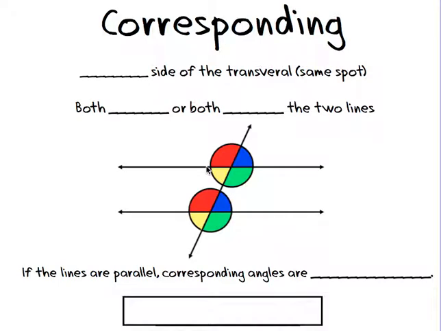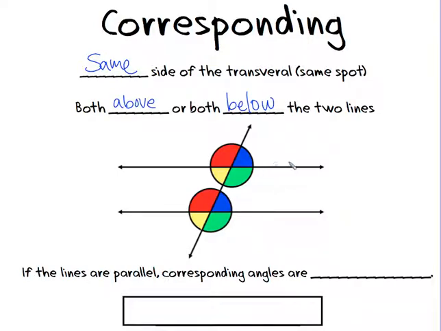Okay, so this is lesson 3.2. So hopefully you've already done these corresponding angle notes. And you have that they are on the same side of the transversal and either both above or both below their line. We're talking about these two lines. Okay, if the lines are parallel, this is the part that's new.